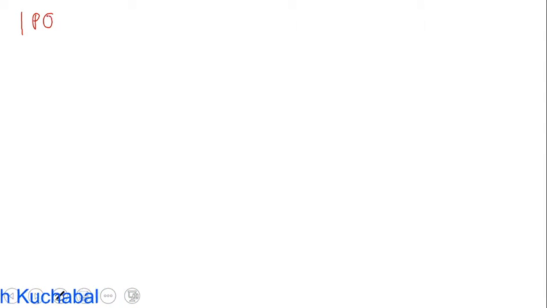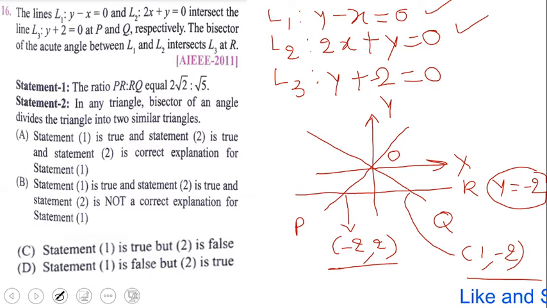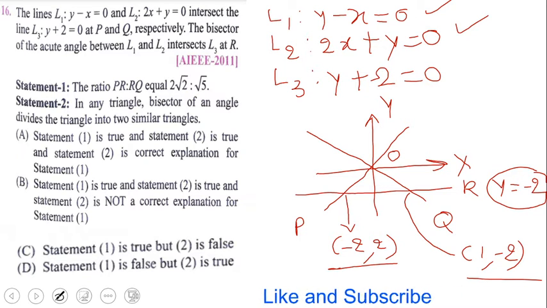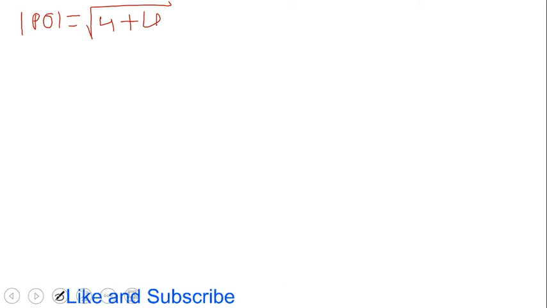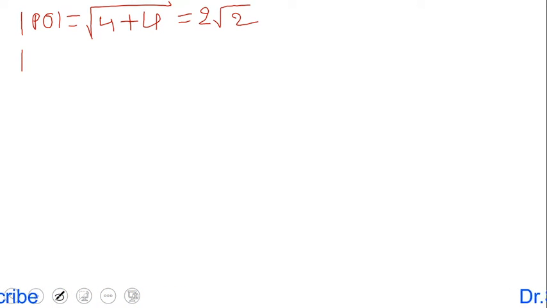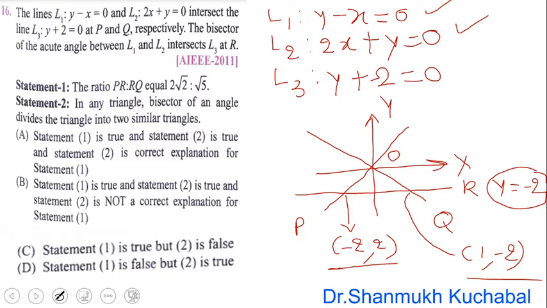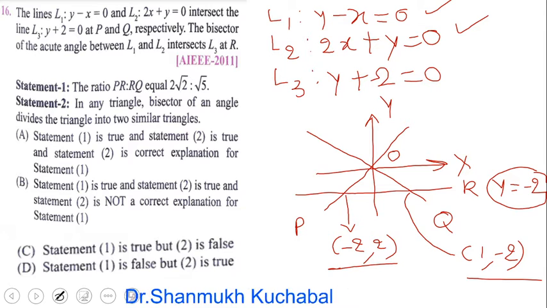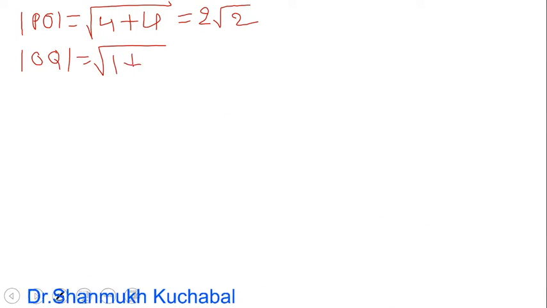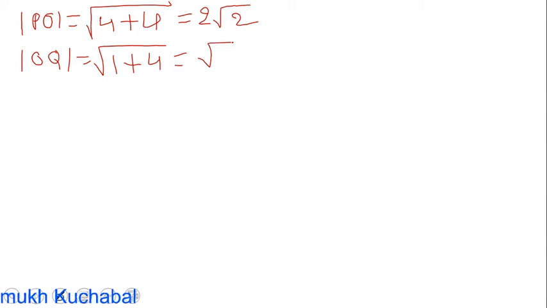The magnitude of PO is equal to the square root of, using the distance formula, x2 minus x1 whole square plus y2 minus y1 whole square, minus 2 minus 0, minus 2 squared is 4, plus 4, so we get 2 root 2. Further, the distance OQ between the origin and this point: 1 minus 0, 1 squared is 1, minus 2 minus 0, minus 2 squared is 4. So we get 1 plus 4, which is root 5.